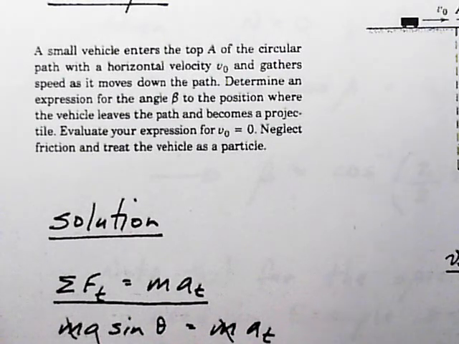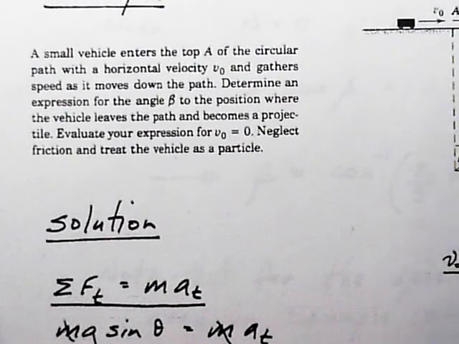This final piece, treated as a particle, means if it has any energy that comes from the rotation as it rotates around the hill, we're going to be ignoring that effect.